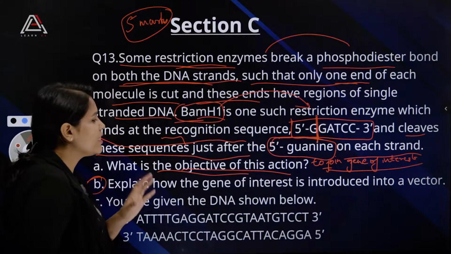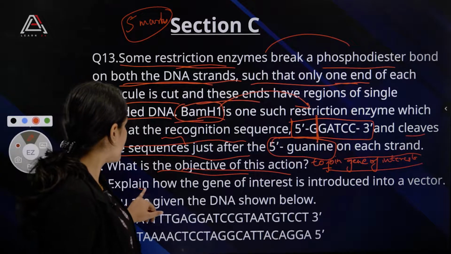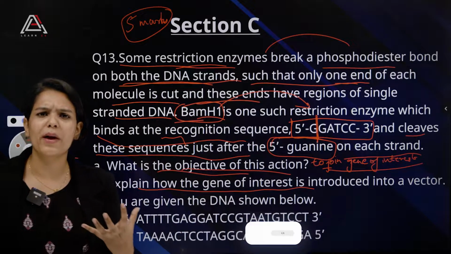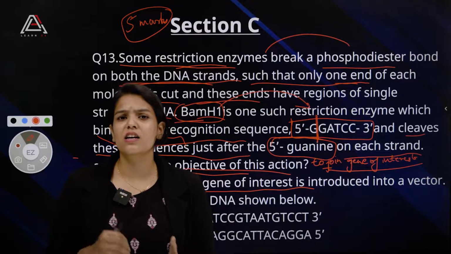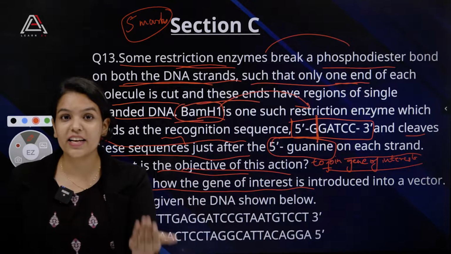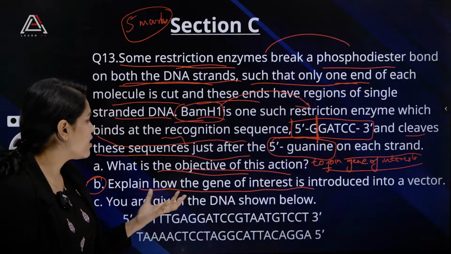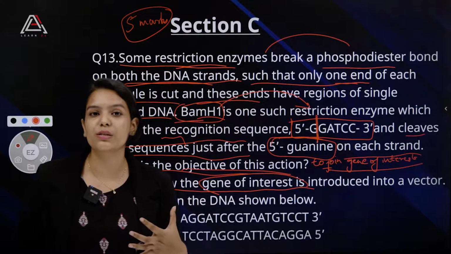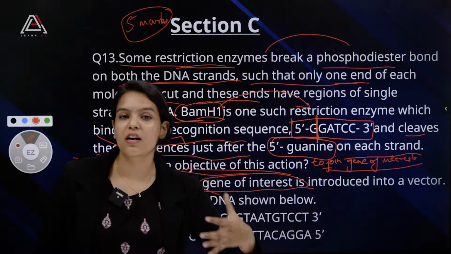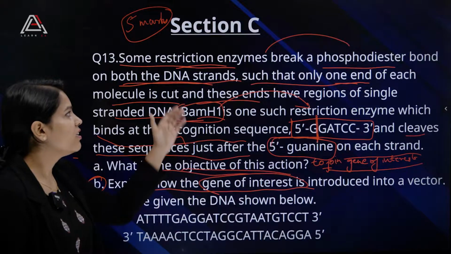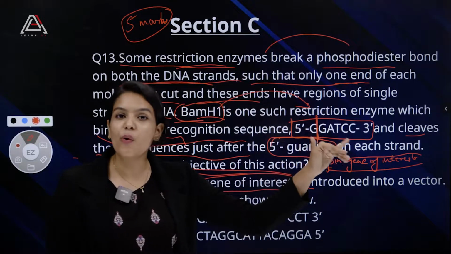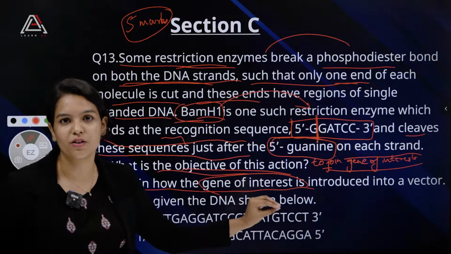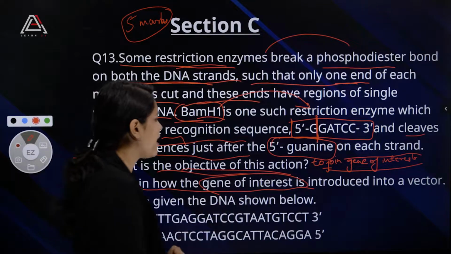Alright, moving on to the second part of this question. They are asking to explain how the gene of interest is introduced into the vector. You just have to mention the process. You have studied in the chapter on cloning and vectors, right? Chapter 11 of our NCERT. You have studied the different stages of how a gene of interest is introduced into a vector. In the question itself you can get a slight understanding, and you have to answer like that only.